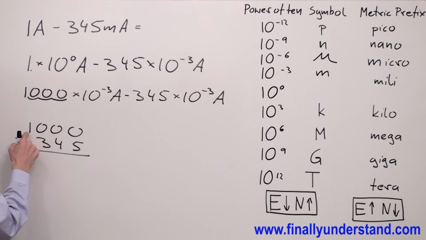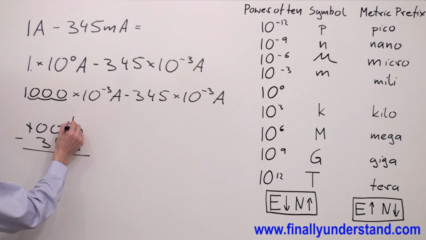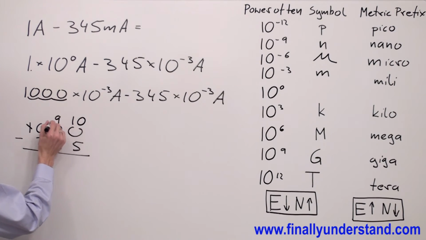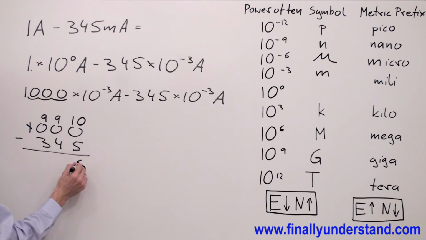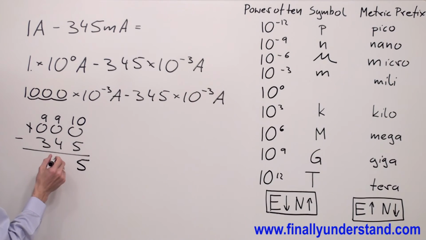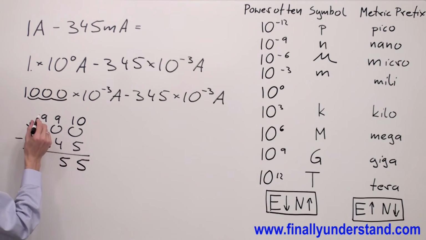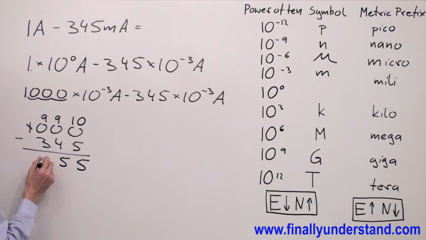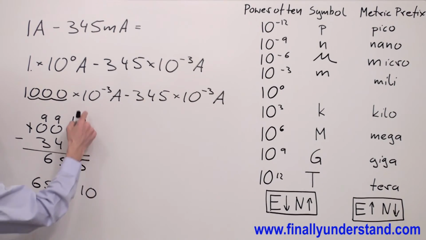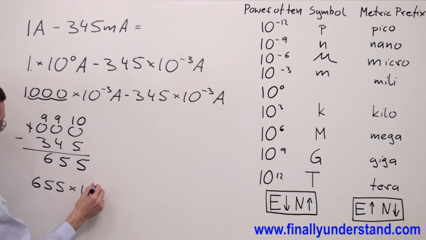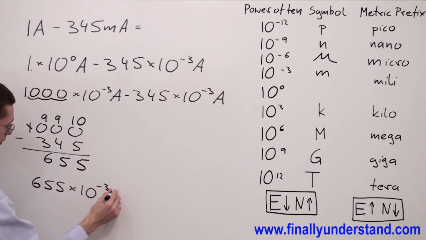I'm going to borrow 1 from here. This becomes 10. This is going to be 9, 9. 10 minus 5 is 5. 9 minus 4 is 5. 9 minus 3 is 6. Okay? So I have to copy this number down. I have 655 times 10. I have to copy the common power of 10, negative 3 amps.